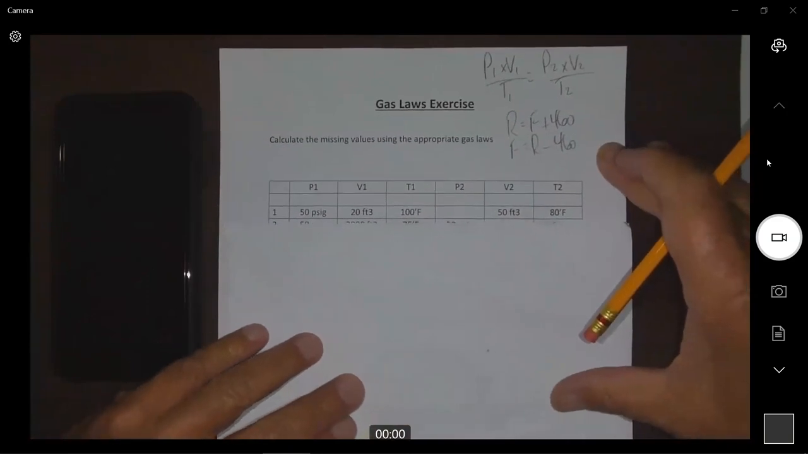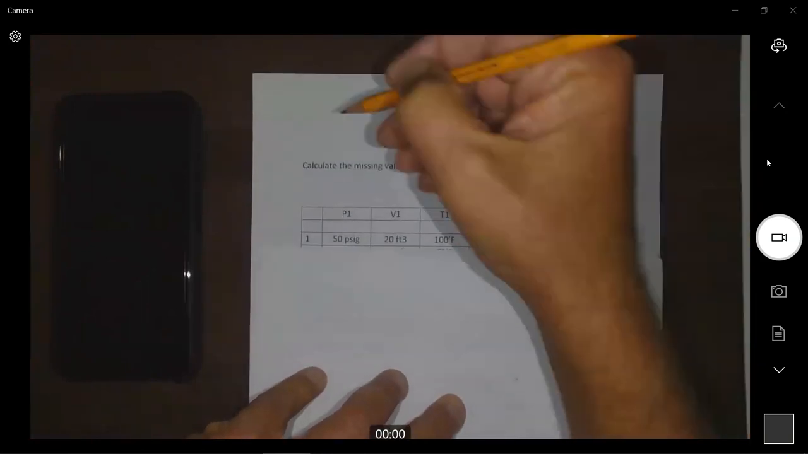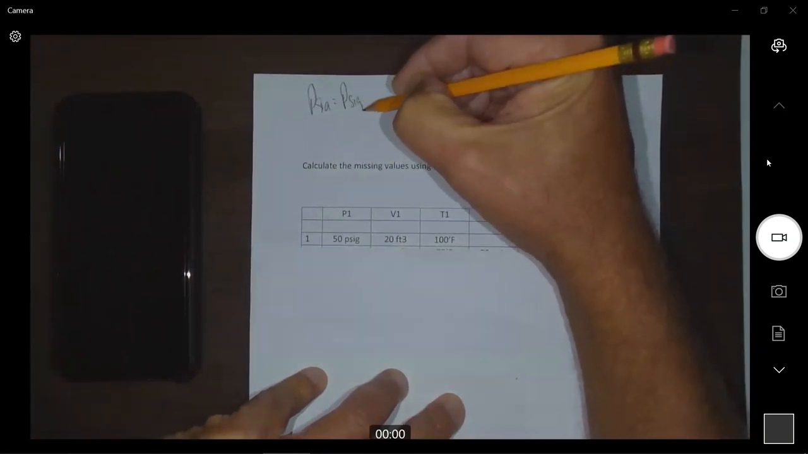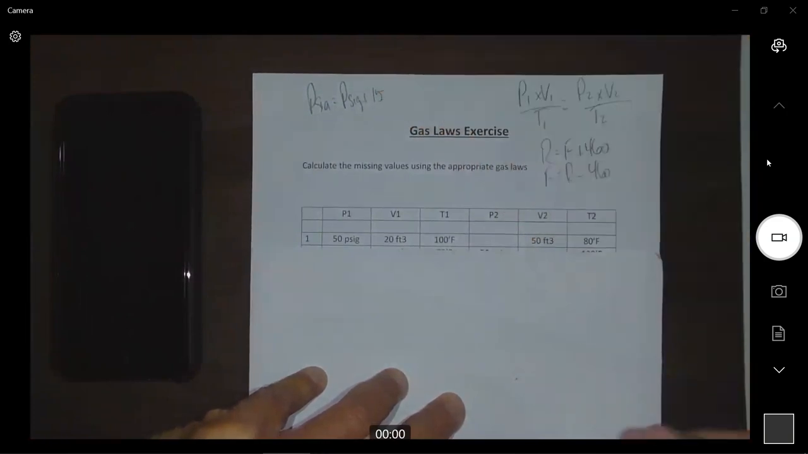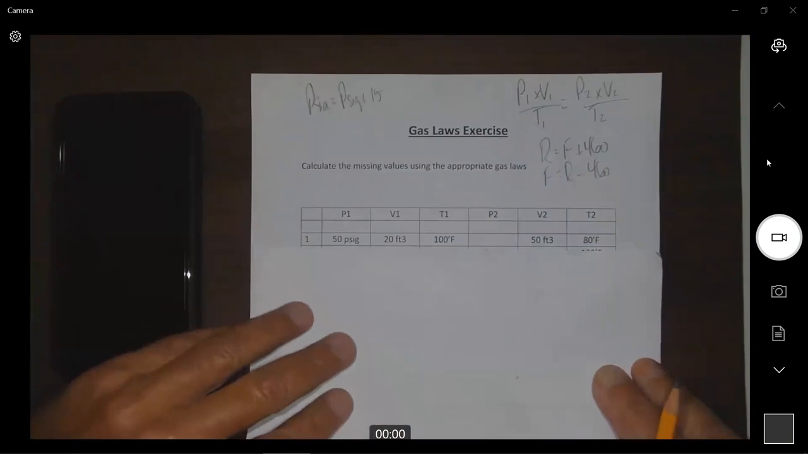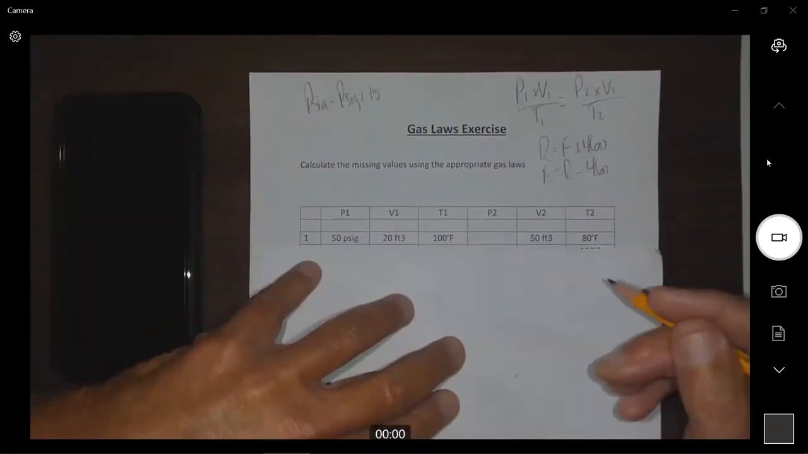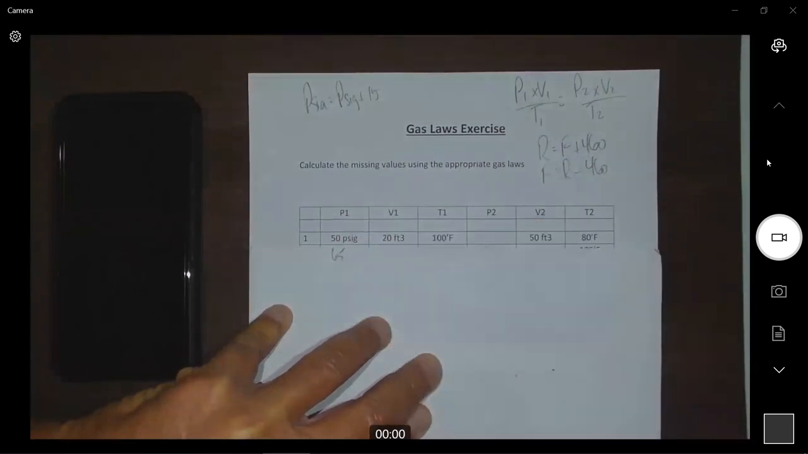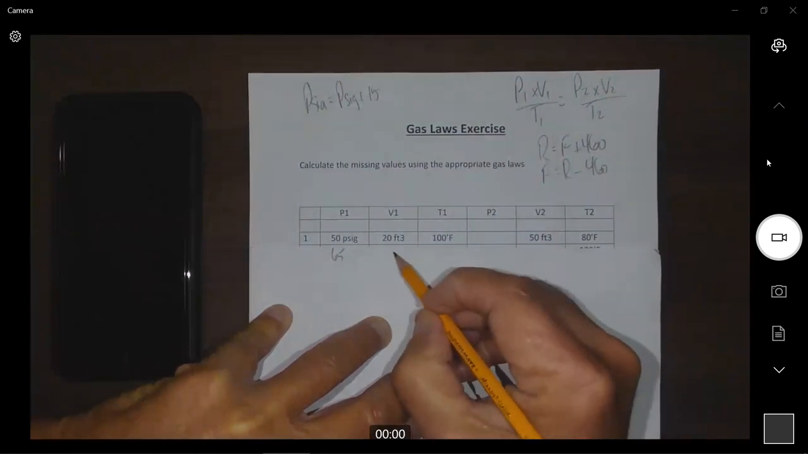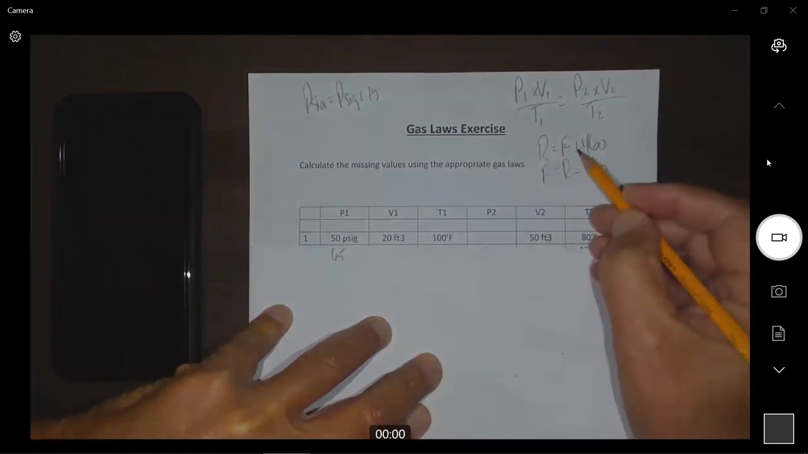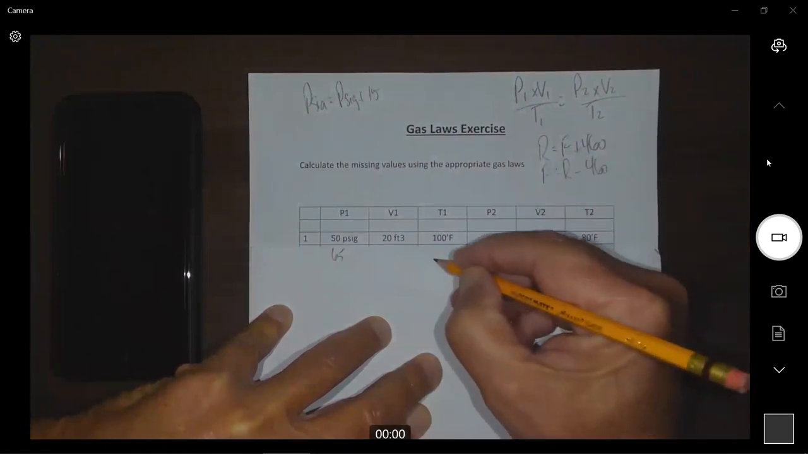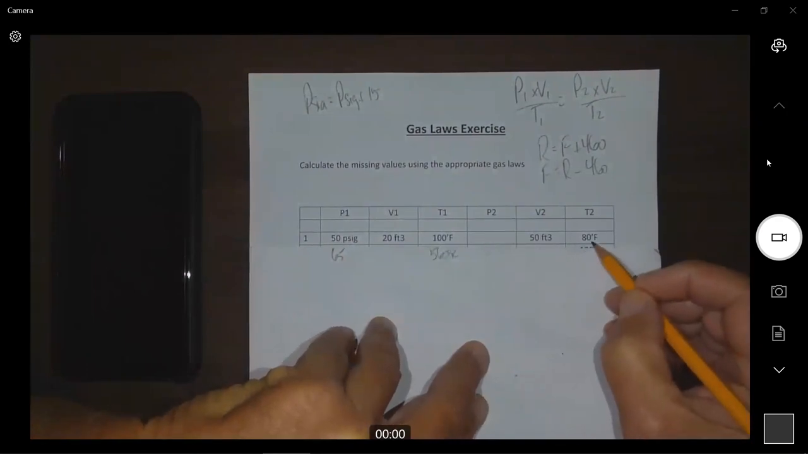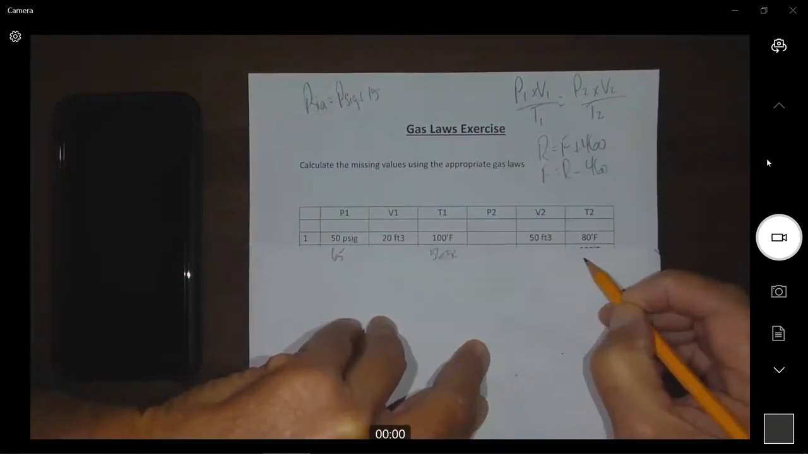So this first one, I guess the other formula I can put down is PSIA equals PSIG plus, I'm just going to say 15. And we're going to stick with that for this, just to make things easier. So 50 PSIG is 65. This stays the same, 100 degrees Fahrenheit. This stays the same, 80 plus 460, 540.